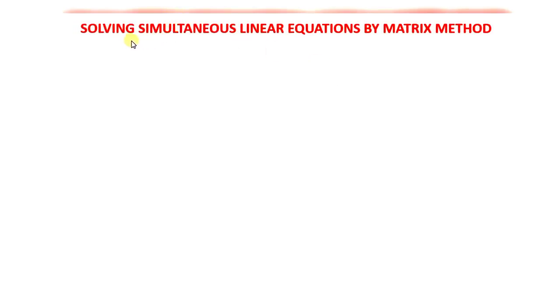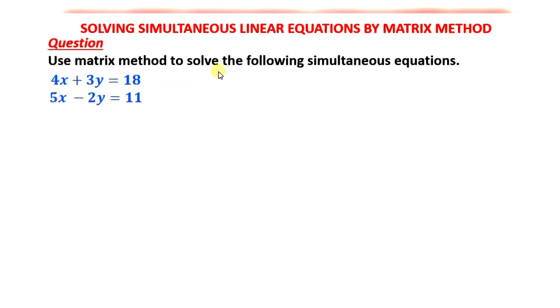Welcome to this presentation. Today we are going to learn how to solve simultaneous linear equations by matrix method. The question we have here reads, use matrix method to solve the following simultaneous equations. 4x plus 3y is 18, 5x minus 2y is 11.